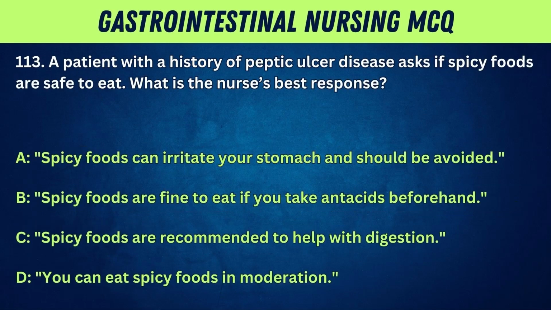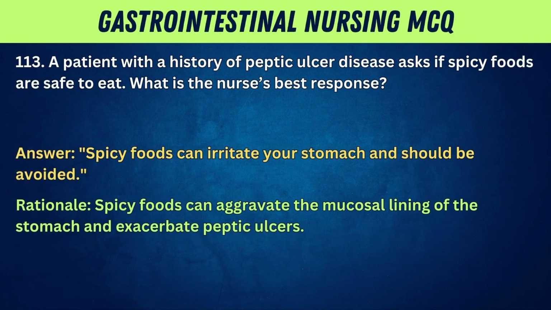113. A patient with a history of peptic ulcer disease asks if spicy foods are safe to eat. What is the nurse's best response? A. Spicy foods can irritate your stomach and should be avoided. B. Spicy foods are fine to eat if you take antacids beforehand. C. Spicy foods are recommended to help with digestion. D. You can eat spicy foods in moderation. Answer: spicy foods can irritate your stomach and should be avoided. Rationale: spicy foods can aggravate the mucosal lining of the stomach and exacerbate peptic ulcers.